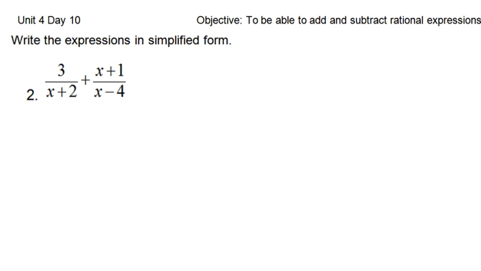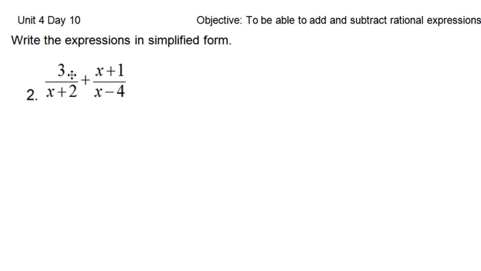So here we want to add our rational expressions. And the same rules apply as before. Are the numerators and denominators written in factored form? If not, put them in factored form. As of right now, everything is in factored form. Now we have to decide what would be the lowest common denominator.